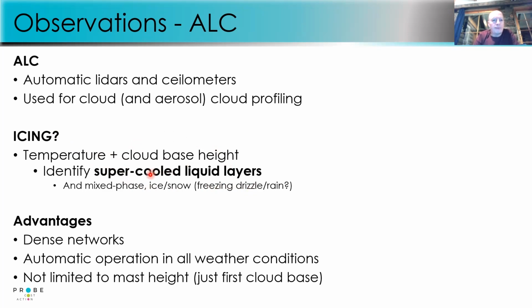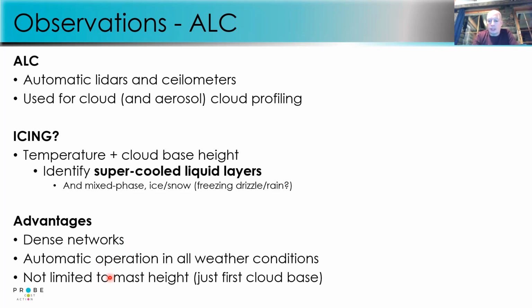So what are the advantages of using an ALC to do some icing detection? Well, we've got relatively dense networks. You don't have to go up and mount them on the mast. Again, automatic operation in all weather conditions, just about. And now we're no longer limited to mast height, although we are limited to the first cloud base normally. And they also don't suffer from this heating problem, where once a certain amount of ice has accumulated, you don't get any measurements for a while until we've got rid of all the ice.